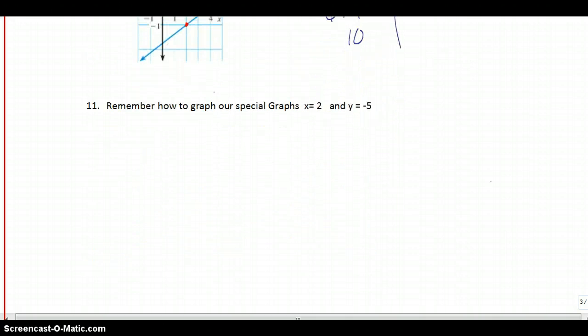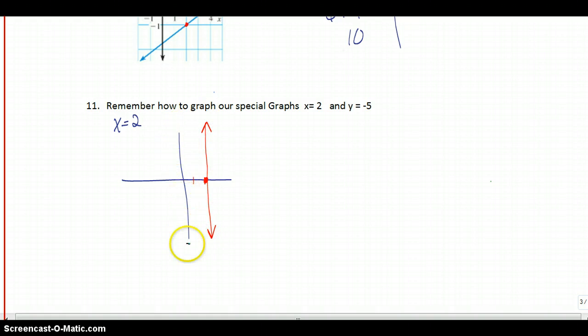Now those special graphs we've talked about, if I want to graph x equals 2, I'm going to go on my x-axis and go to 2. I'm going to put my point, and I want to draw a line that will only go through 2. I don't want it to go through the y-axis at all. So that line is going to be vertical. It's going to be parallel to our y-axis. And that's one of those special lines.